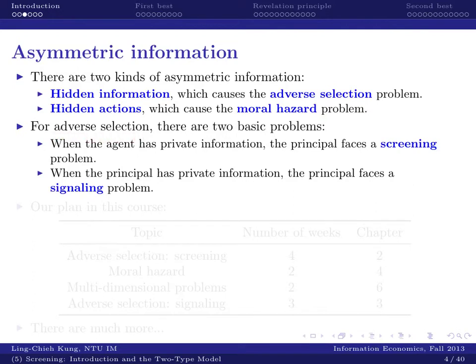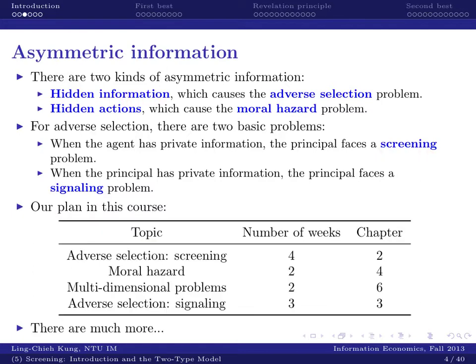For adverse selection problems, there are also 2 different situations. If it is the agent that has the private information, then we say the principal faces a screening problem. The principal needs to find a way to screen the agent's type. Or if the principal has private information, then the principal faces a signaling problem. The principal must find a way to signal what his type is. So under hidden information, there are signaling and screening.